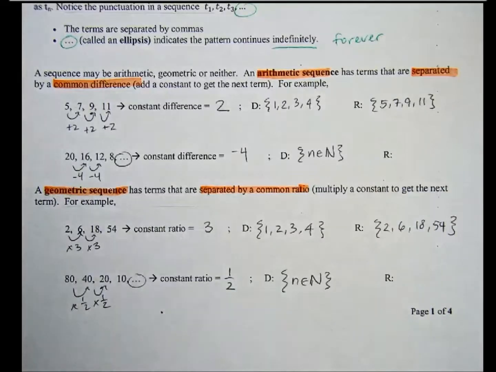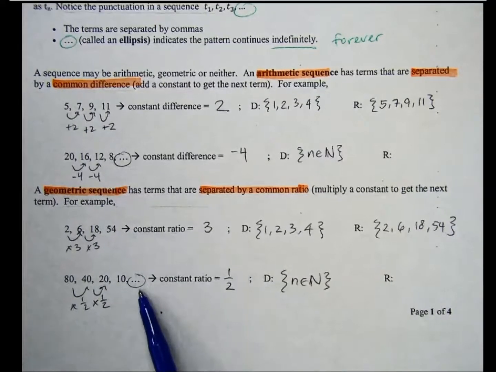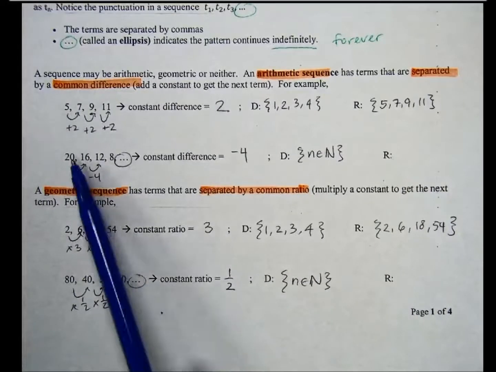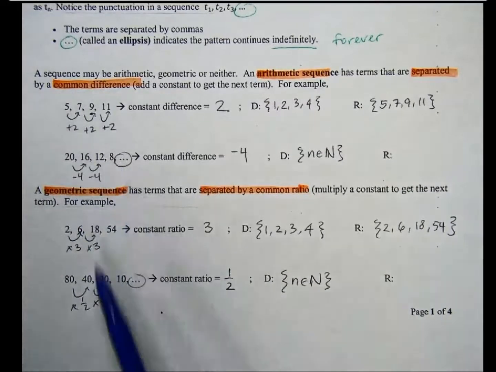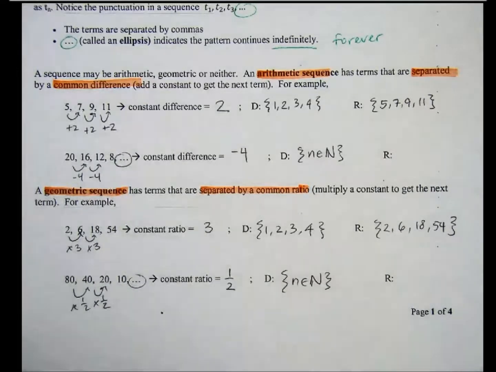If you turn back to page 1 for a minute, we left the range for these two examples blank, and the reason was the ellipsis telling us that the pattern continues forever. So it wouldn't be enough to just state 20, 16, 12, 8 for the range, or 80, 40, 20, 10 for this range. We have to actually come up with the formula and state the range that way.